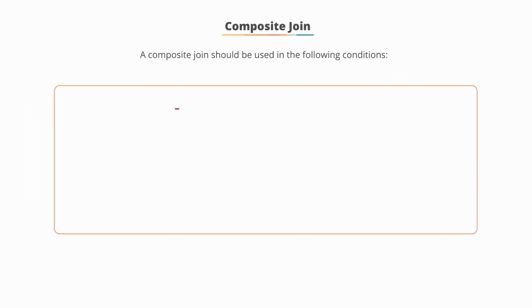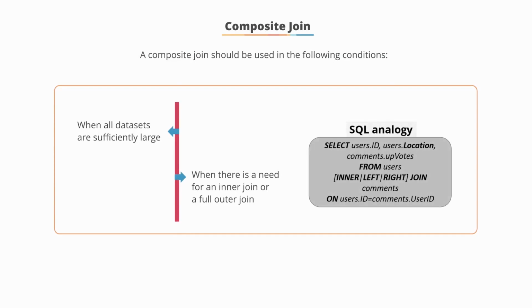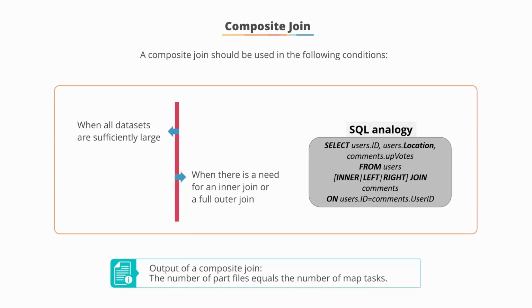and depending on the size of your datasets can run for a very long time. The composite join should be used when all datasets are sufficiently large and when there is a need for an inner join or a full outer join. A SQL analogy of a composite join is displayed on the screen. In the output of a composite join, the number of part files equals the number of map tasks.